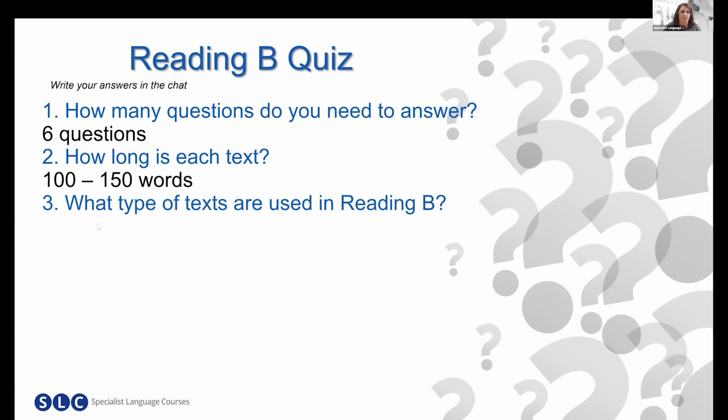Okay, question number 3. What type of texts are used in Reading B? Those of you who came to our Reading A live session will know that Reading A texts are often used with patients. What about Reading B?